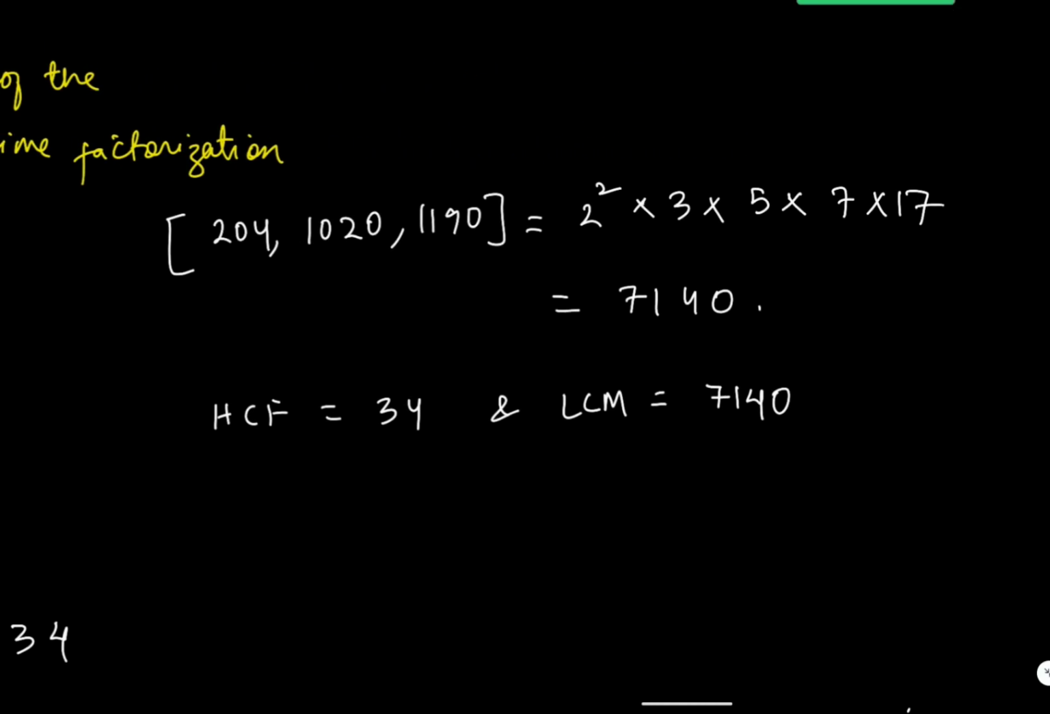For LCM, I have taken the third bracket to express that we are finding the LCM, and I have written down all the prime numbers that occurred in the prime factorization of all three numbers, and I've taken the greatest power of the prime numbers, and this gave me 7140. I have concluded that the HCF is 34 and the LCM is 7140. I hope that was easy. Now let's move on to question number 4.